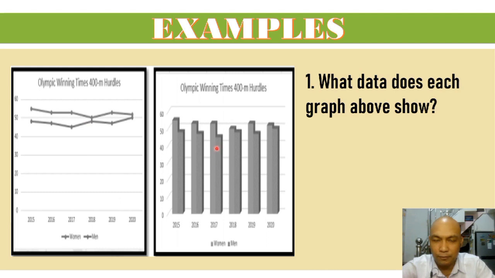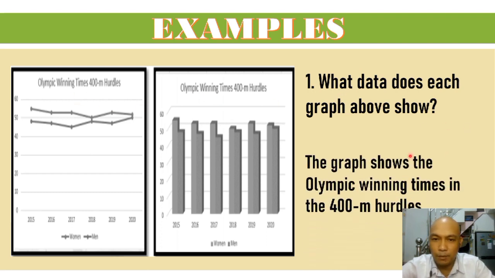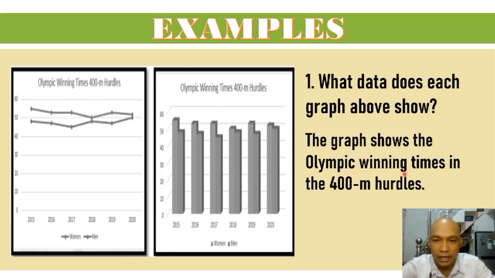This is the line graph, this is the bar graph, but we have the same kind of data. So, our question here is, what data does each graph above show? So we can see, this is the title. So it is about what? It's about Olympic winning times in the 400 meter hurdles of the men and the women. So, which of these two is easier to analyze? Is it the line graph or the bar graph?